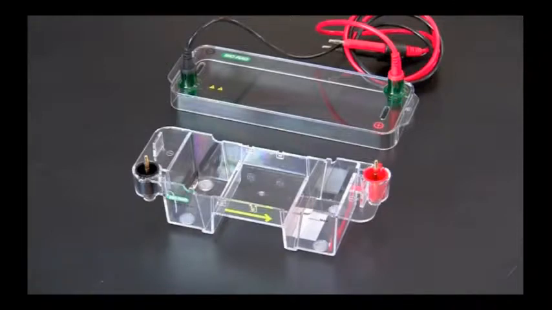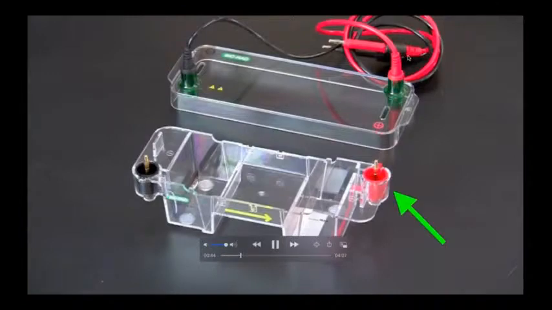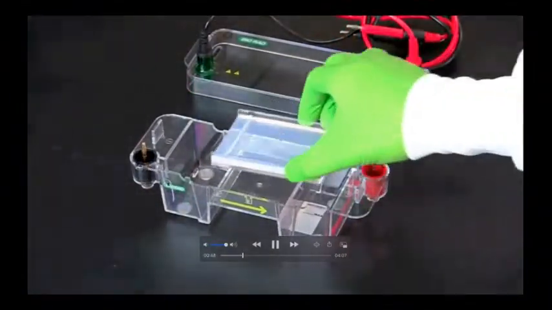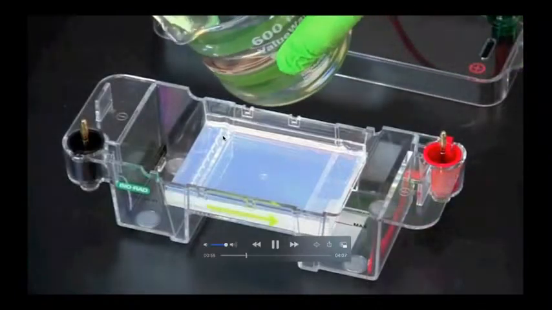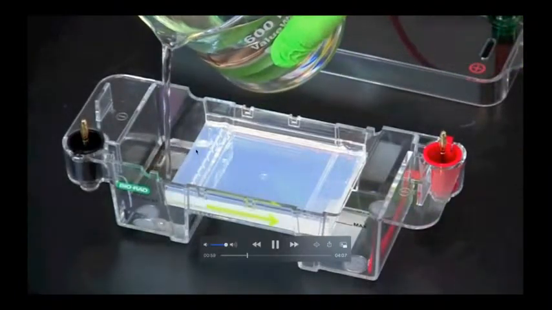This is the electrophoretic unit. One side is positive, the other is negative: black is negative, red is positive. Just remember that. Attach the red lead to the red terminal and the black lead to the black terminal. There's no sound for some strange reason. You put your gel with the combs in it, and put the buffer on the left and on the right.